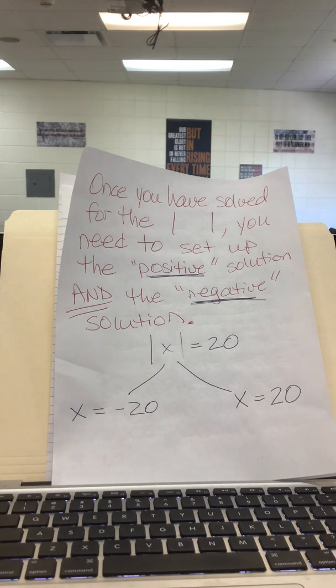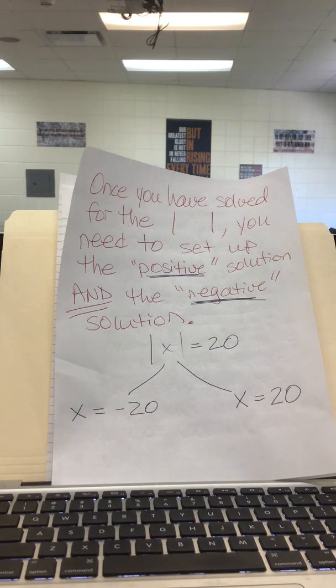So once we have solved for the absolute value bars in these absolute value equations, we are going to set up both the negative and the positive solution. I usually put the negative solution to the left just because we're used to seeing those lower numbers on the left. The left of a number line is where our negatives are. Just makes sense. Put your negative to the left and your positive to the right.